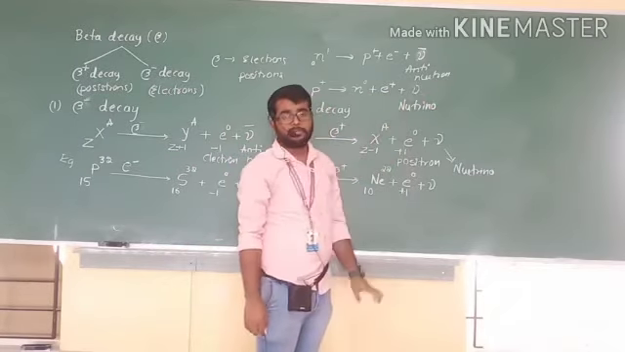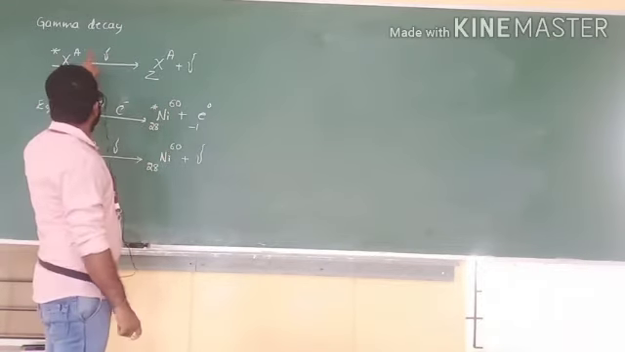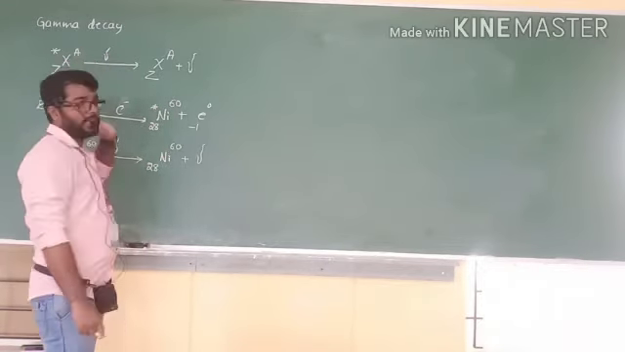Okay, so next one, the gamma decay. The third decay is gamma decay. Gamma decay is nothing but the emission of a gamma photon, that is high energy light, during nuclear disintegration. That type of disintegration is called gamma decay, in which a high energy gamma photon is emitted.